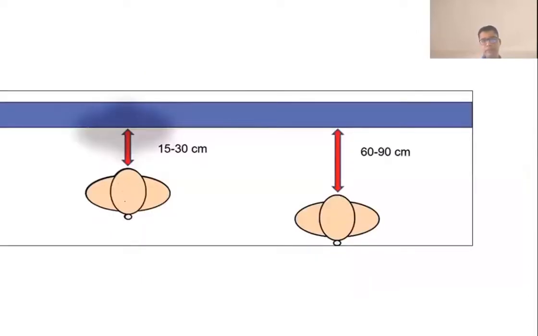Second thing is that the lesion or the area to be photographed should not be very close to the background. That tends to create shadows. So you need to keep a gap of around half a meter to a meter, so that there are no background shadows created.